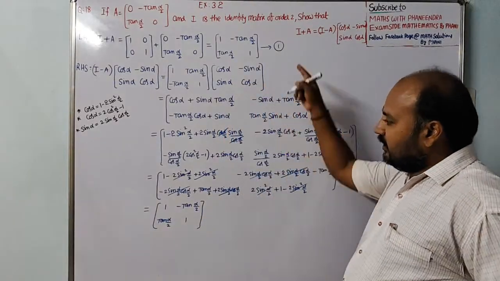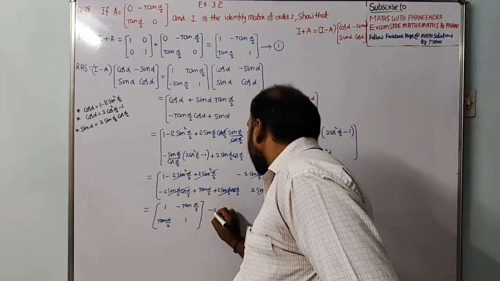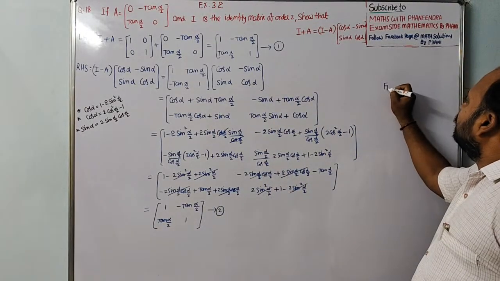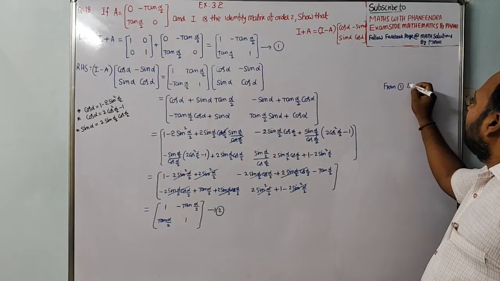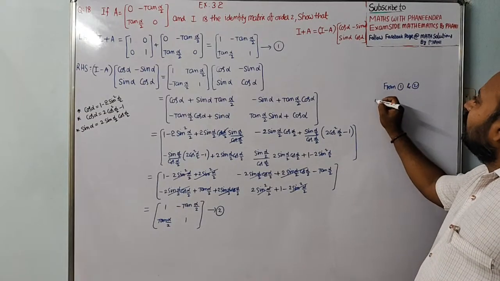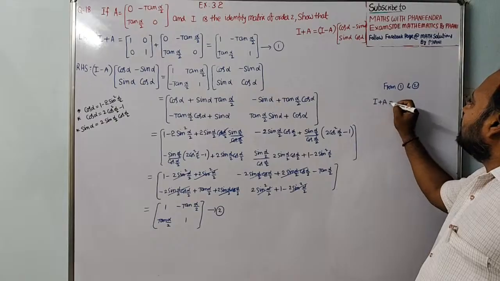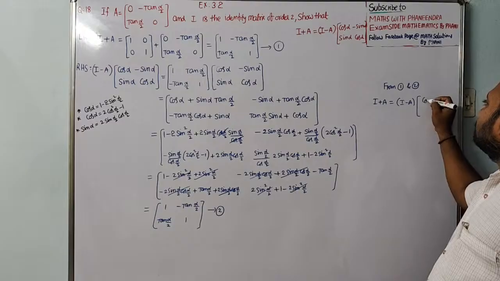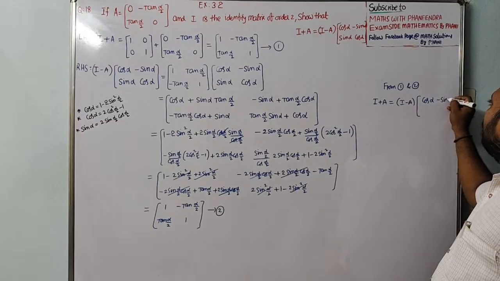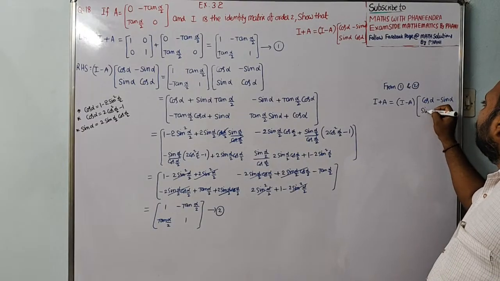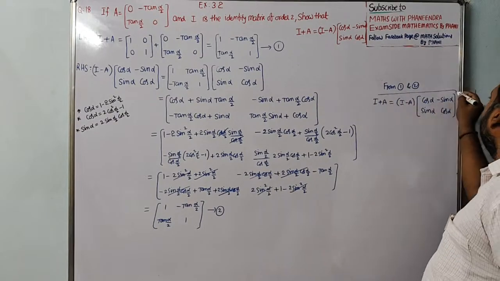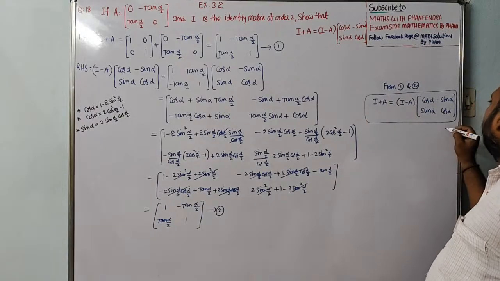By observing equation 2 and 1, we are giving the conclusion from 1 and 2: I plus A is equal to I minus A into cos alpha minus sin alpha into cos alpha. Okay, dear students? I hope you understand. Hence proved.